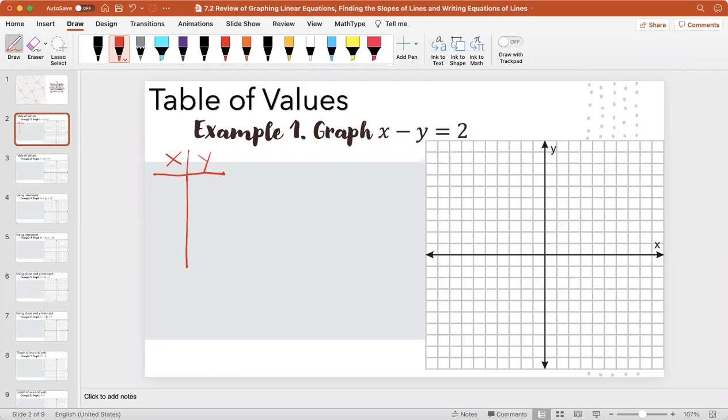For the table of values, you can simply assign three values for your x. We can put here, say 0, we can put 2, or maybe negative 2. And now that we have values for x, we can solve for y's. Let's do this quickly.